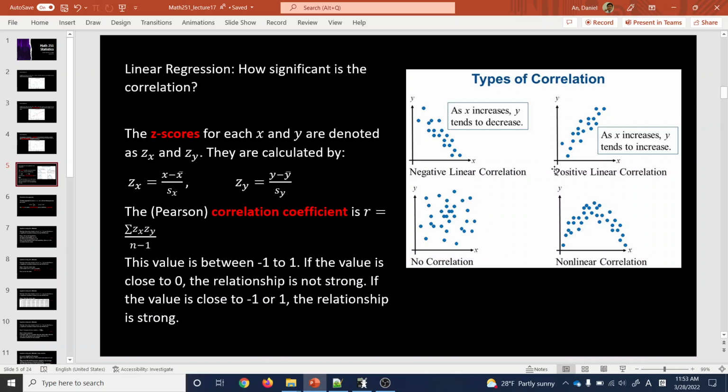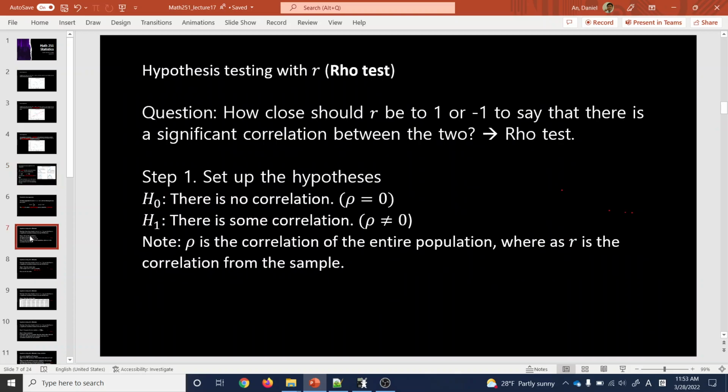So the question that we want to address is the following. Is there a significant correlation between the two or not? To address this, we use what is called the Rho test. Let me explain how to do the Rho test.